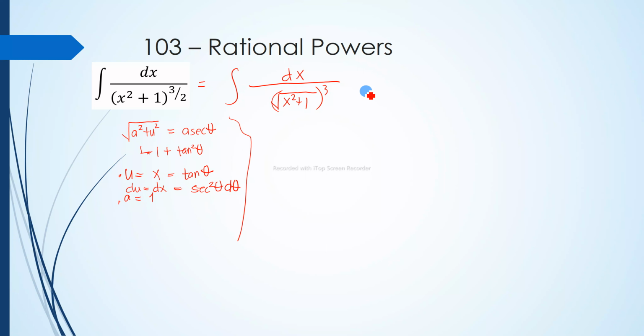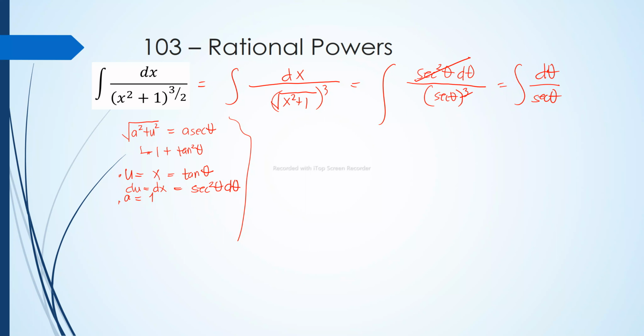And what's next? We just plug it in here. So we have our dx, which is equal to secant squared theta d theta, over x squared plus 1, whose square root is equal to a secant theta, or simply secant theta. So we have here secant theta cubed. The secant squared in the numerator cancels, and we're left with 1 secant theta in the denominator. And we will have the integral of d theta over secant theta.